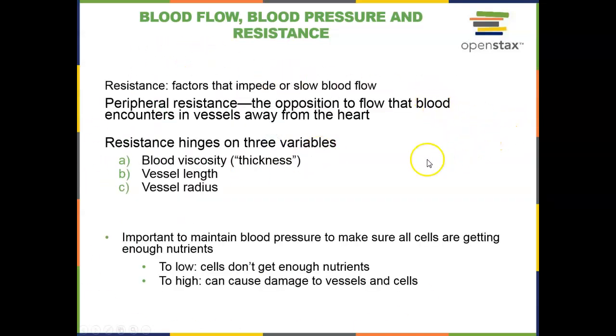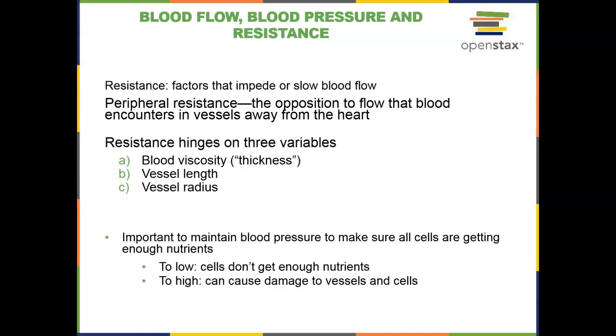So what is resistance? Anything that stops blood flow. Peripheral resistance is the opposition of flow of blood that is encountered in our vessels as blood moves from the heart to our blood vessels. There are three basic variables that can cause resistance: blood thickness or viscosity, the length of blood vessels, and the radius of blood vessels.